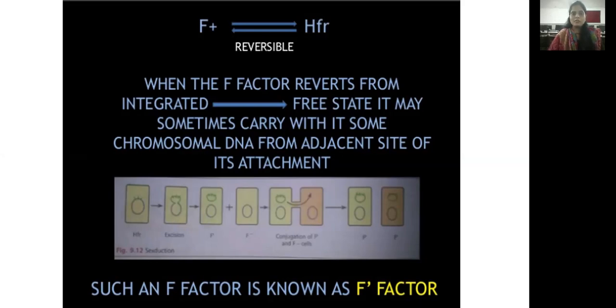When the F factor reverts from the integrated to a free state, it may sometimes carry with it some chromosomal DNA from the adjacent site of its attachment. Such an F factor is known as F prime, or you can say F dash factor. Now, in this process, once HFR is formed, and from HFR, again that F plasmid is excised out, during this excision process, some of the genes of the chromosome are also taken away. That type of F factor is called F prime. That is, along with the F plasmid, some portion of host chromosomal DNA is also present.